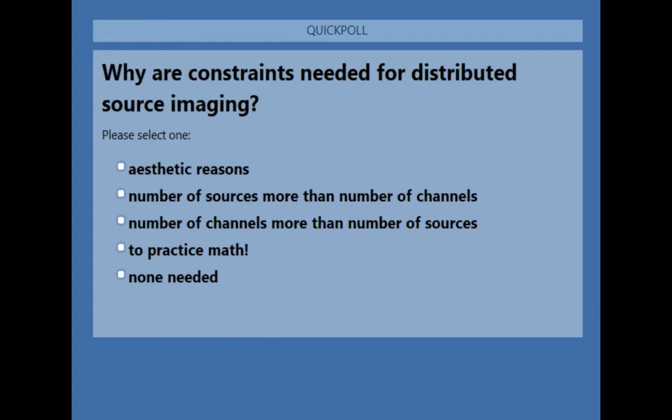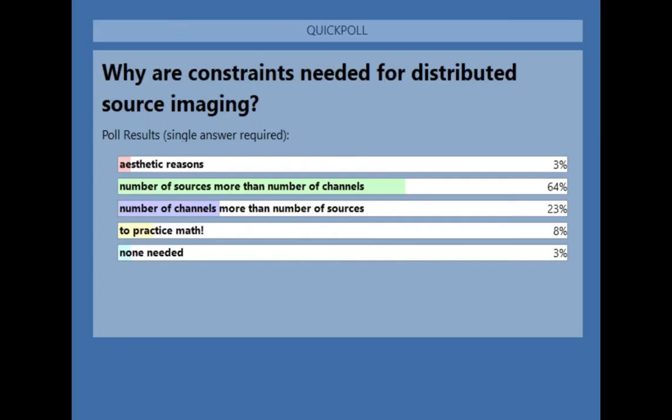Okay, 36% voted so far. Let's give it some more seconds. And let's share the results.